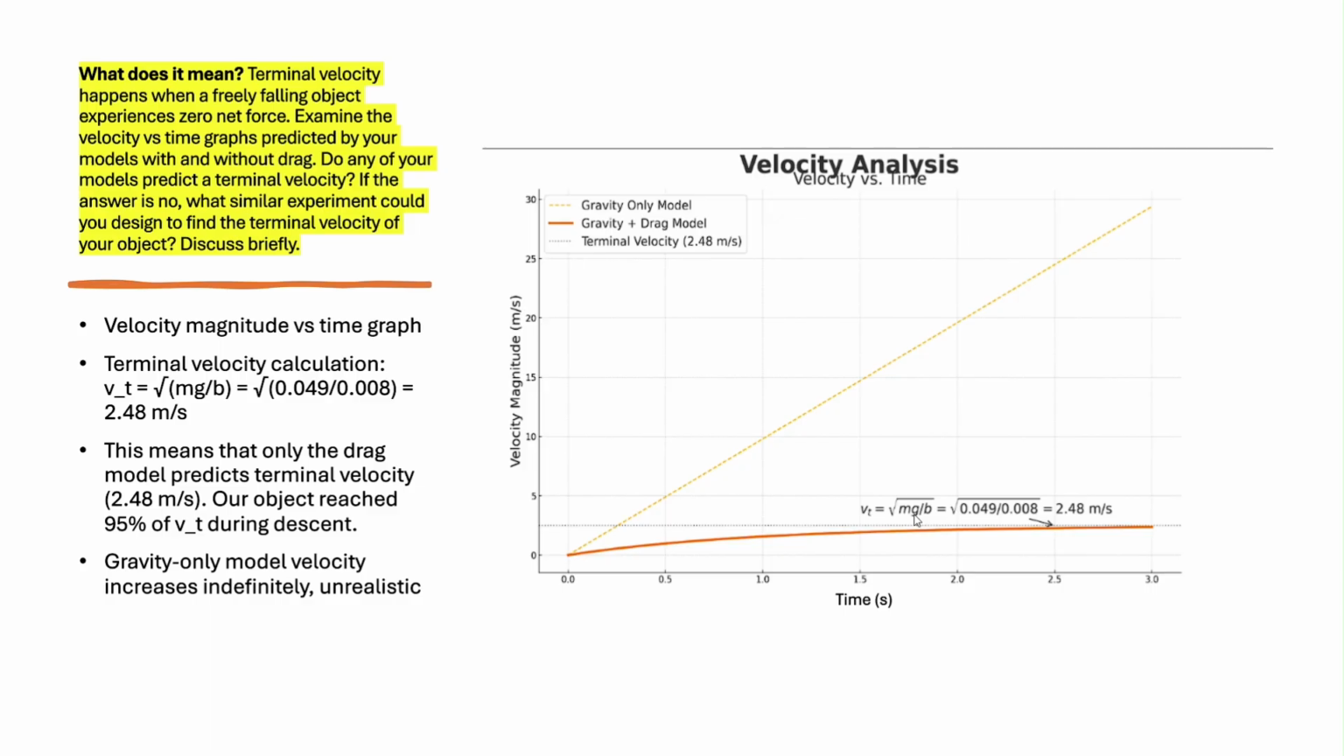The model here matches the real-world behavior where light objects such as our paper roll reach maximum speed, while heavy objects in a vacuum keep accelerating. Therefore, drag plus gravity models predict a terminal velocity, but not the gravity-only model.